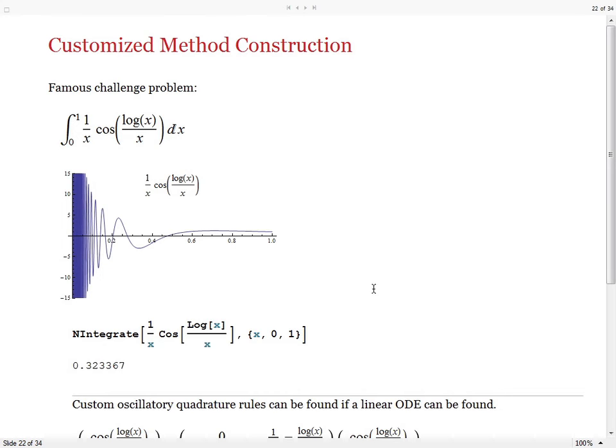Although when this challenge was posed, this was a difficult problem requiring individual analysis, this integral now falls under a broad class of oscillatory integrals that are automatically solved by NIntegrate, as you see here. For these integrals, NIntegrate uses what is called a Levin-type integration method.